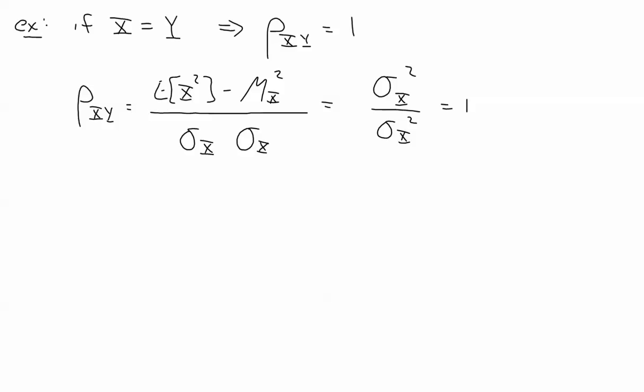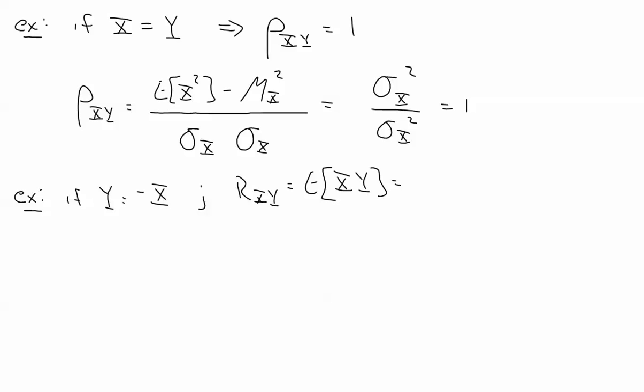All right. What happens if y equals negative x? All right. Well, my correlation, which is the expected value of x times y, will just be the expected value of negative x squared, which is negative expected value of x squared.